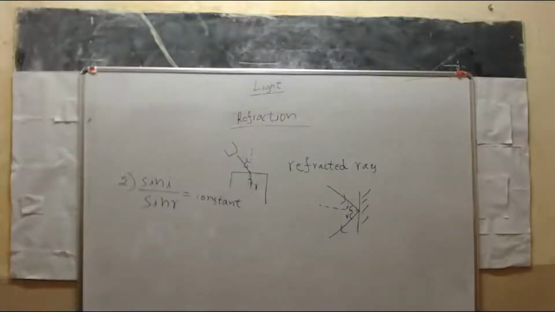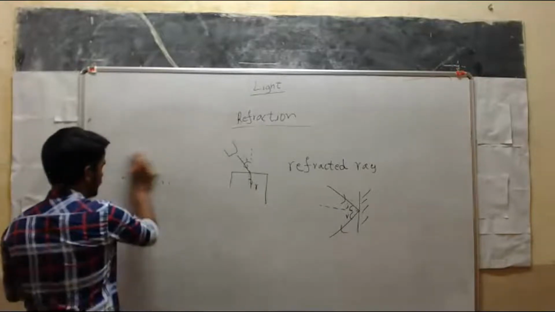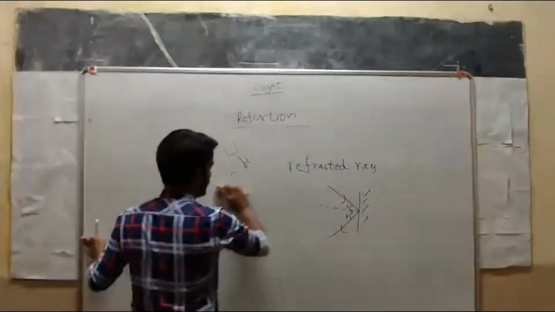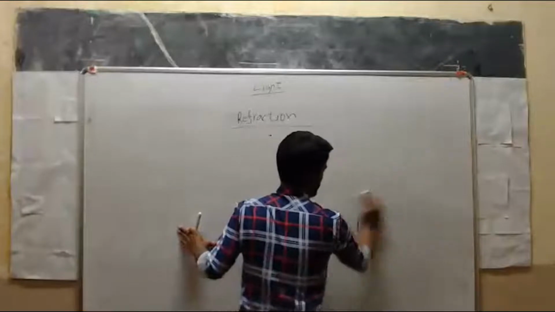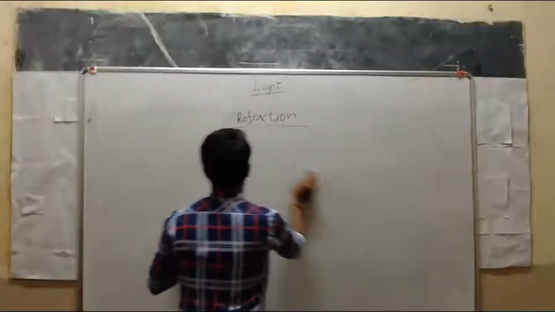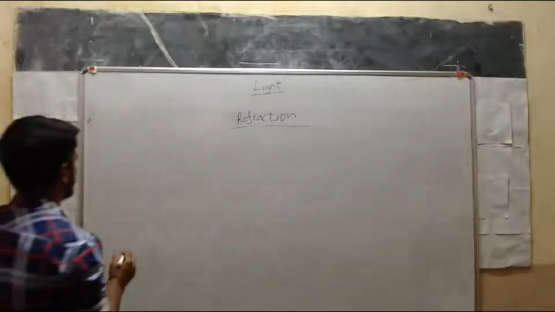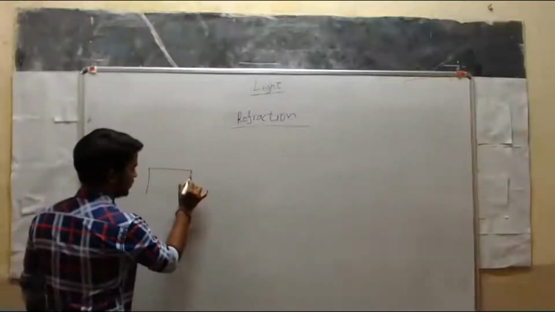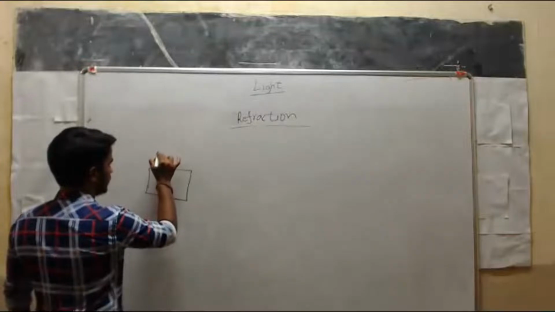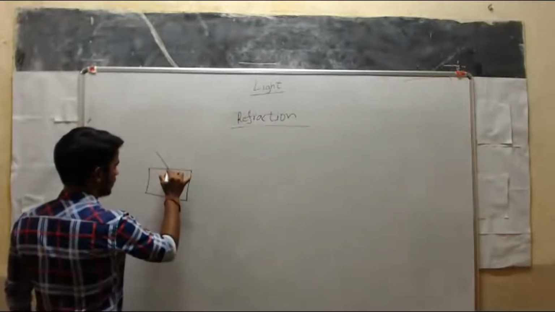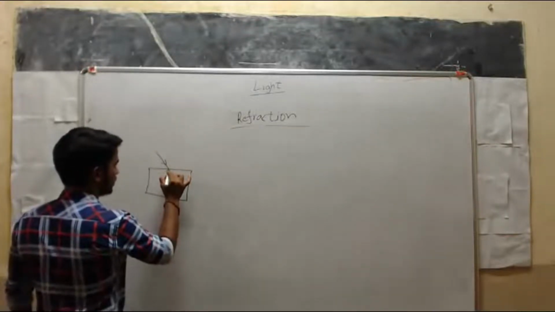Now see, here you should know trigonometry because we are using trigonometric functions, that is, sine. Just imagine this is one glass, and this is the incident ray.